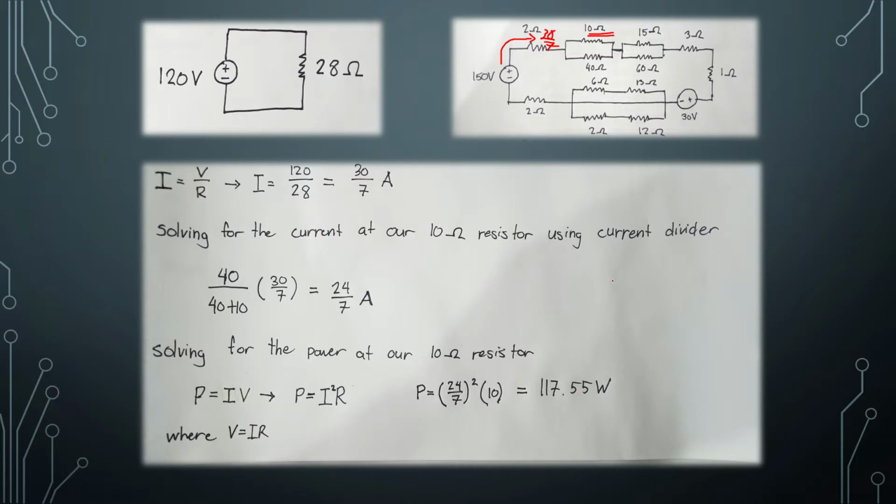And well, the next question is, what is the current and the power drawn by our 12 ohm resistor? Well, as I have mentioned a while ago, this is a short circuit. No current is going through our 12 ohm resistor, meaning no current means no power. So yeah, power is 0, as well as current for our 12 ohm resistor.